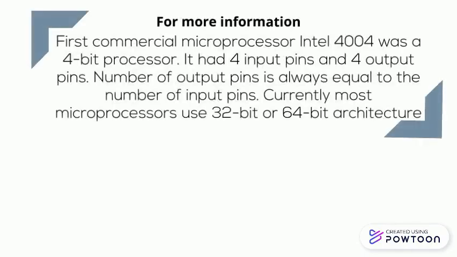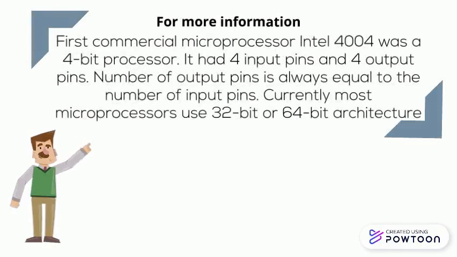The first commercial microprocessor, the Intel 4004, was a 4-bit processor. It has 4 input pins and 4 output pins. The number of output pins is always equal to the number of input pins. Currently, most microprocessors use a 32-bit or 64-bit architecture. Now let's go to the last part of microprocessor characteristics.